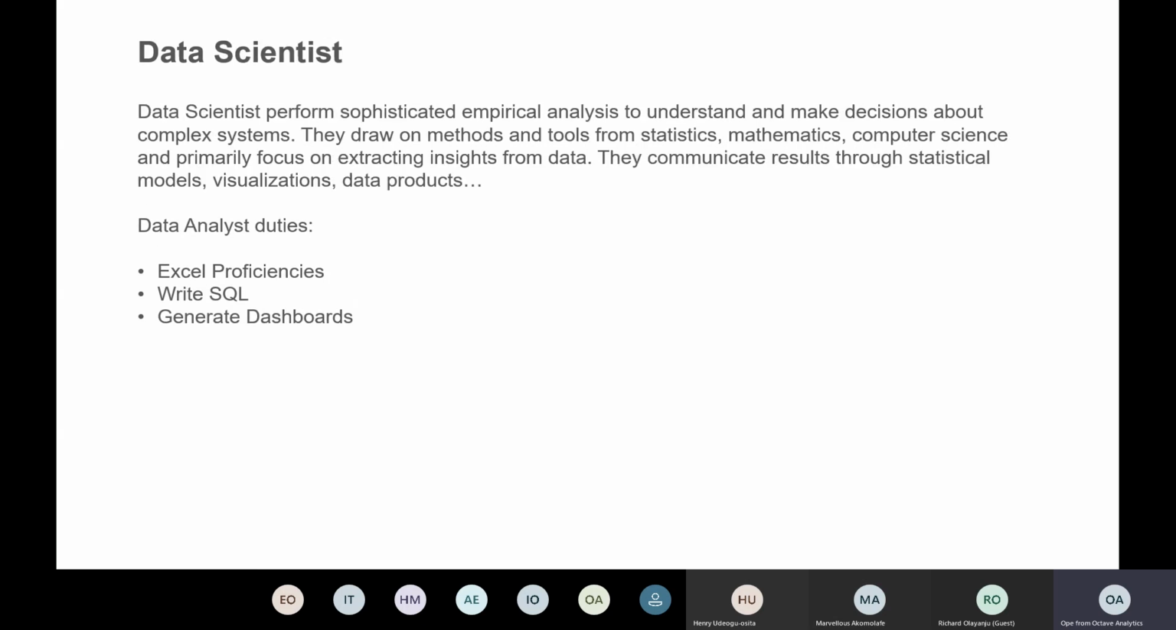Now you have the data scientists. The data scientists perform more sophisticated empirical analysis to understand and make decisions on data. So your data scientist is a level ahead of your data analyst because they don't only understand the data, but they also apply statistical, mathematical models to extracting insights from data.